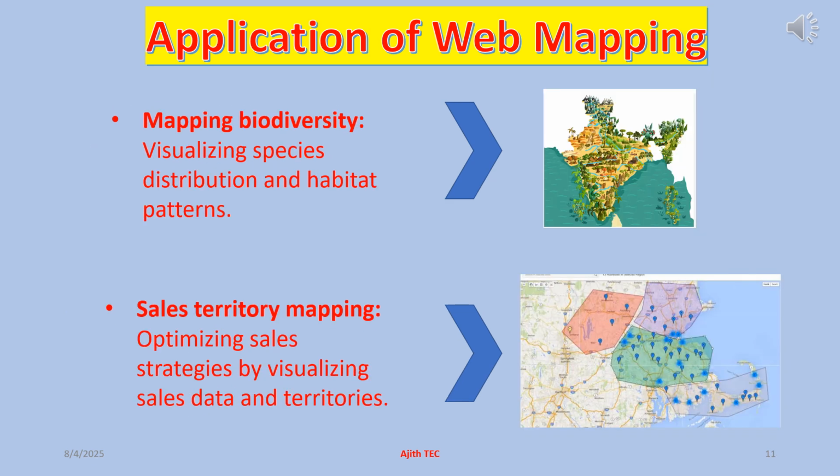Application of web mapping. Mapping biodiversity, visualizing species distribution and habitat patterns. It is very important to maintain and update real data related to various types of species and habitat patterns. At the same time, it helps to enhance the tourism industry. Sales territory mapping, optimizing sales strategies by visualizing sales data and territories. It helps proper decision-making regarding sales promotion and distribution activities of relevant organizations.